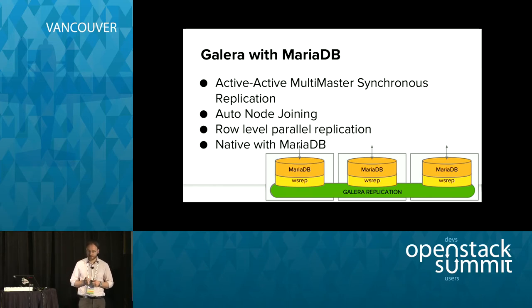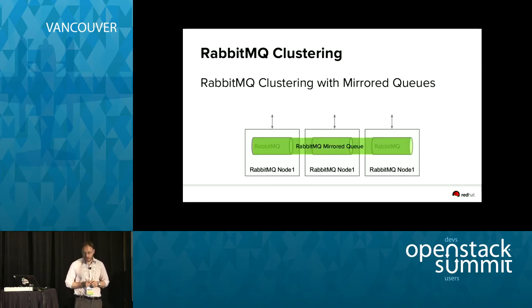underneath this service. The other functionality we use is RabbitMQ mirrored queues, another clustering-enabled functionality for RabbitMQ, which basically replicates the message queues for each of the services across multiple nodes. This is functionality of RabbitMQ that we can leverage here to make sure that the message bus itself is highly available.